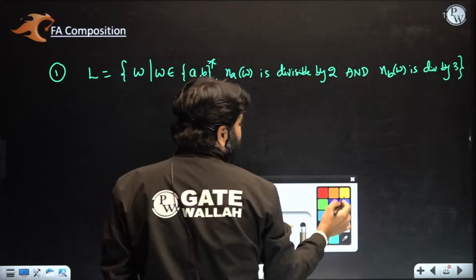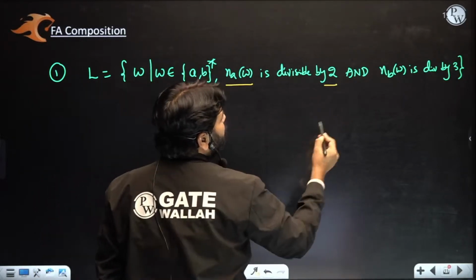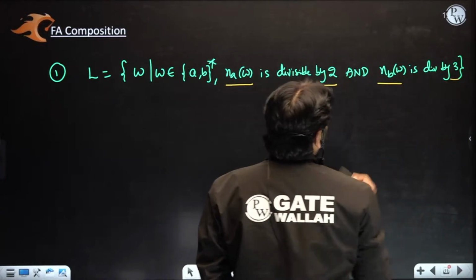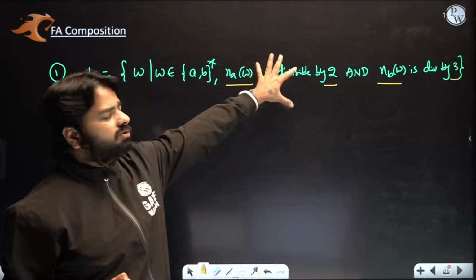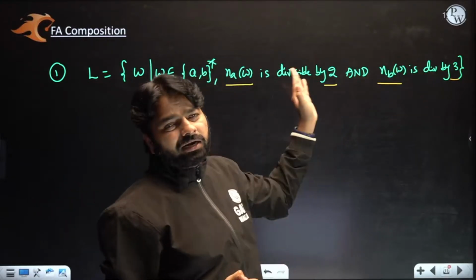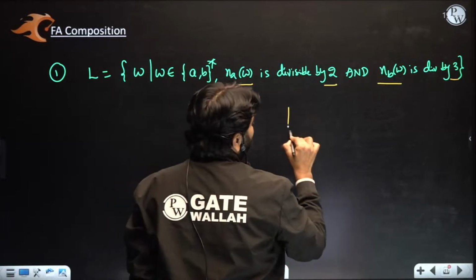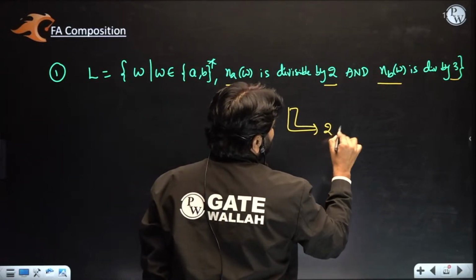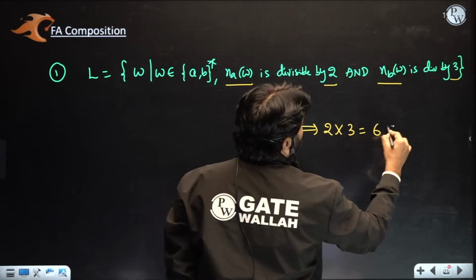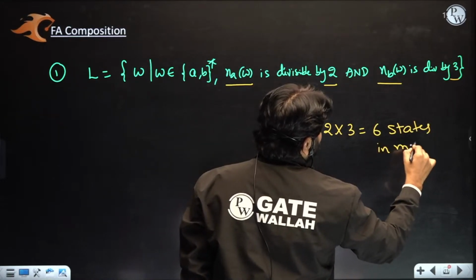Then what is the answer that you take? Here A's, divisible by 2, here B's, divisible by 3. So always look, this condition is over A's, this condition is over B's. That is why we are doing the Cartesian product. Thus 2 multiplied by 3, you will get 6 states in the minimum DFA. So you will always get 6 states in the minimum DFA.